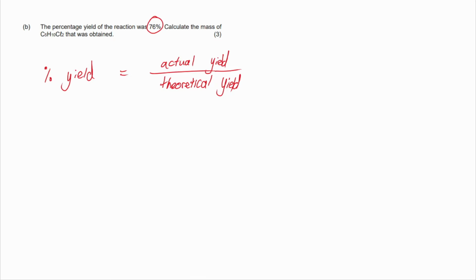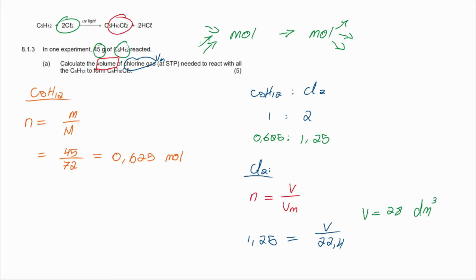Okay, so we can do this on a mass basis, right? If we have our theoretical yield and mass, then this thing out here will be output as mass. And that's good for us because I want the mass of that thing that was obtained. So how do you find the theoretical yield? Well, that's pretty easy. We just use the mole ratio.